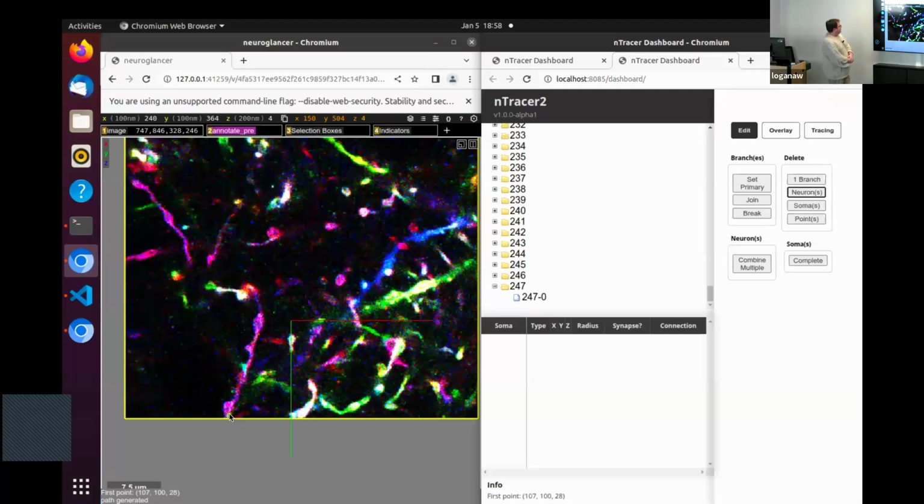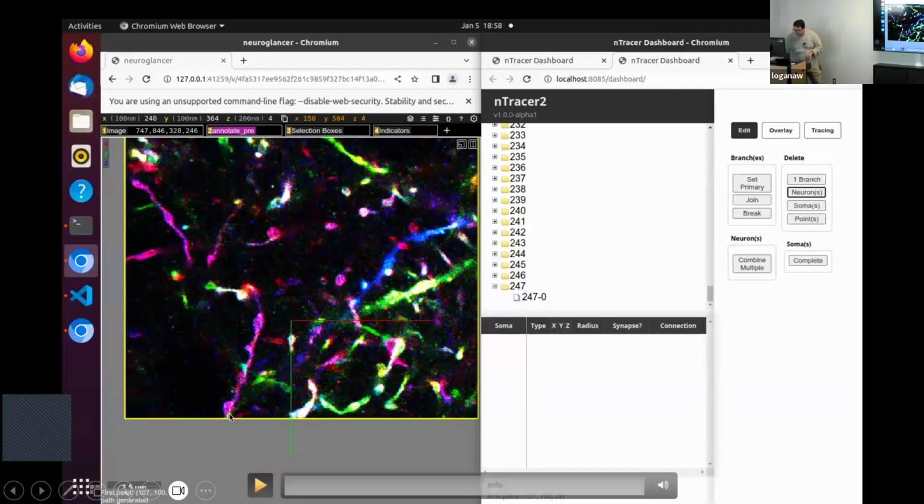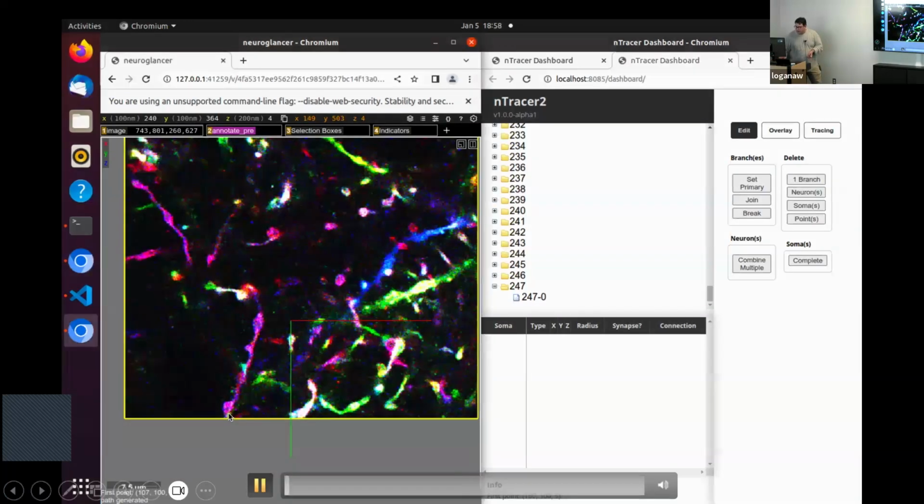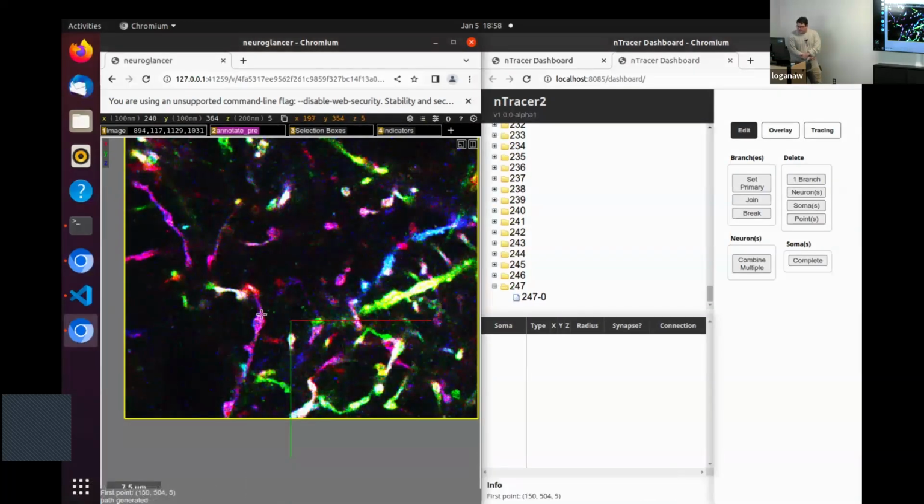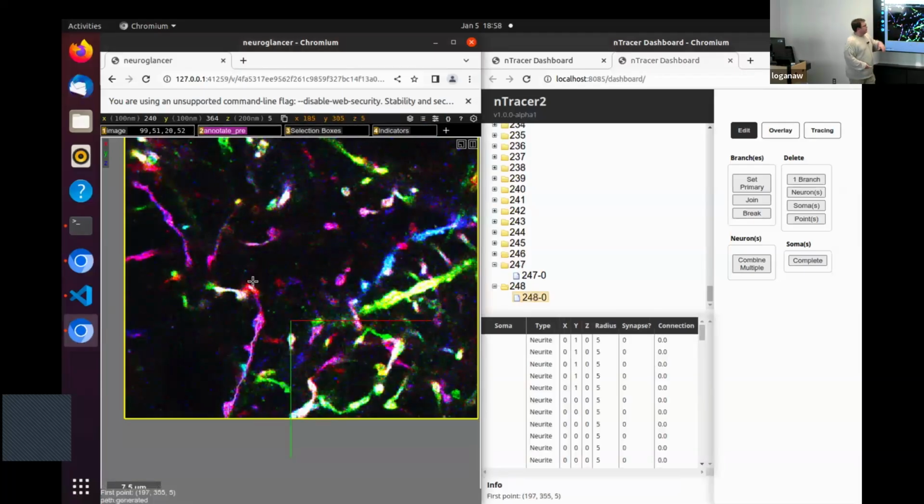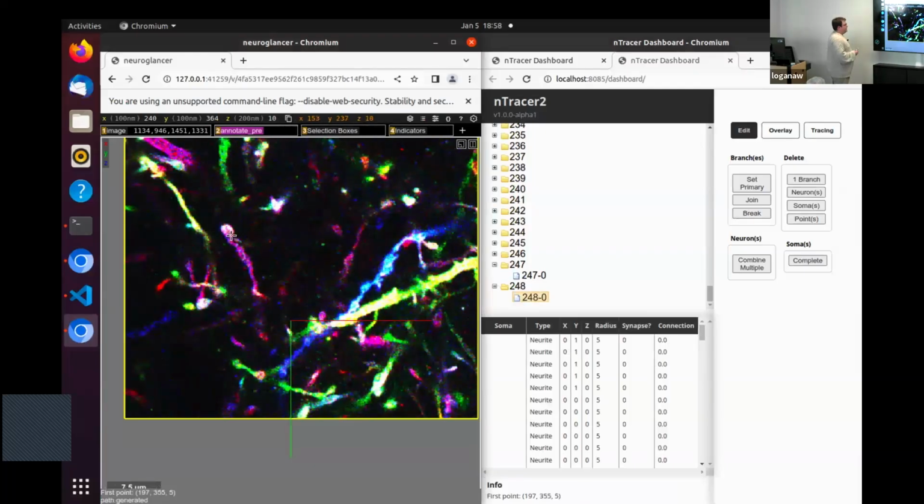A lot of the videos here are not very great because they were taken on my Linux laptop where the screen is not very big. This is just to give you a little bit of a feel for what it's doing. Over here on the right-hand side, you have InTracer2, the actual user interface. It replicates a lot of the menus from InTracer1.